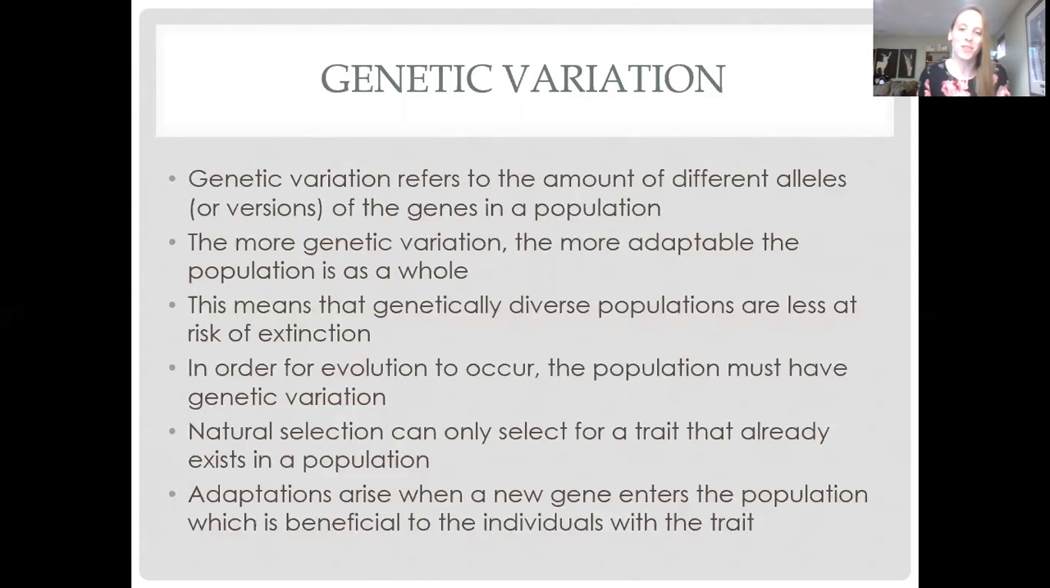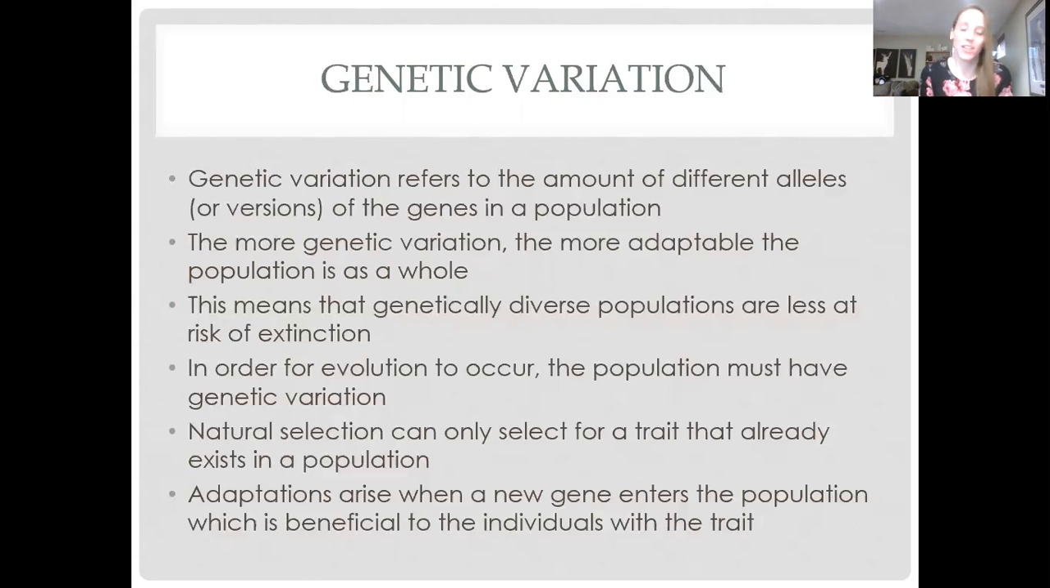In order for evolution to occur, the population also must have genetic variation, since genetic variation is a requirement of natural selection. And that's because natural selection can only select for a trait that is already in the population. Natural selection just makes that trait more common over time. It can't create a new trait.